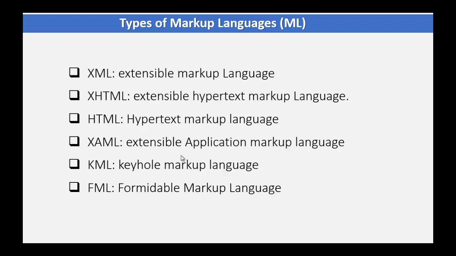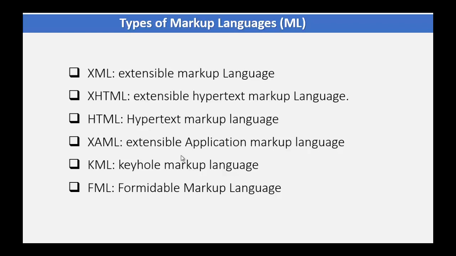Then you talk about XHTML, which stands for Extensible Hypertext Markup Language. This is a very strict version of HTML. It's one of the earliest versions of HTML. It is very strict and very hard to maintain, just like plain HTML. And HTML stands for Hypertext Markup Language, which is what we are going to adopt in our case here.